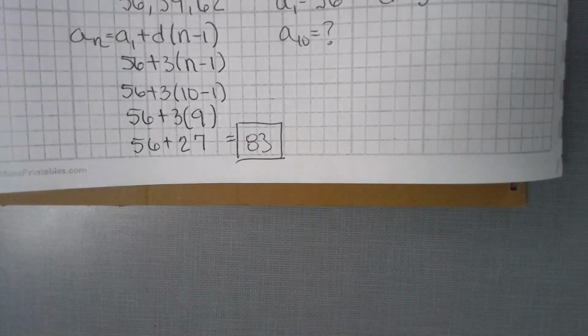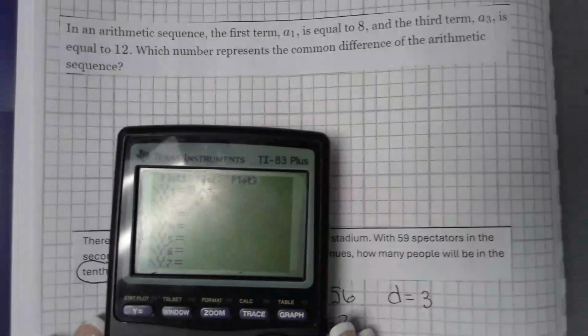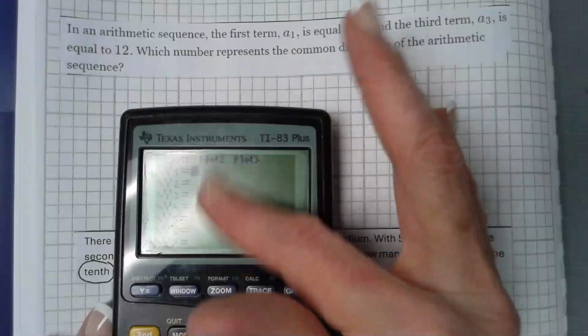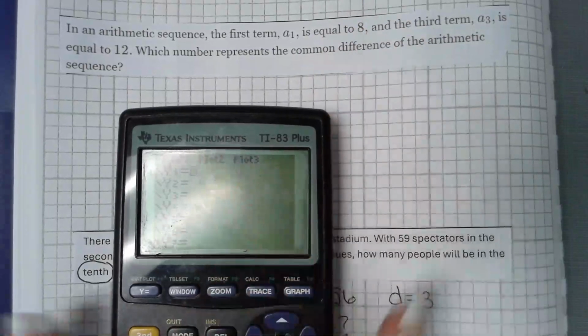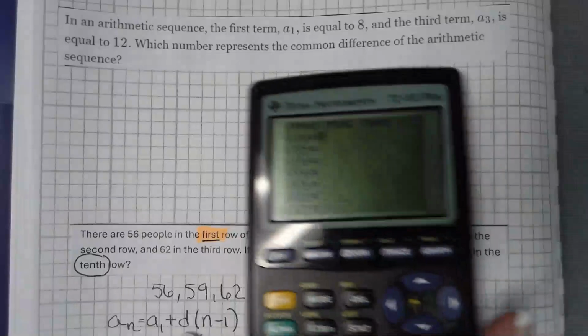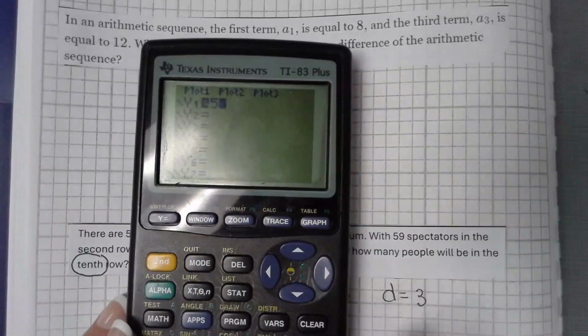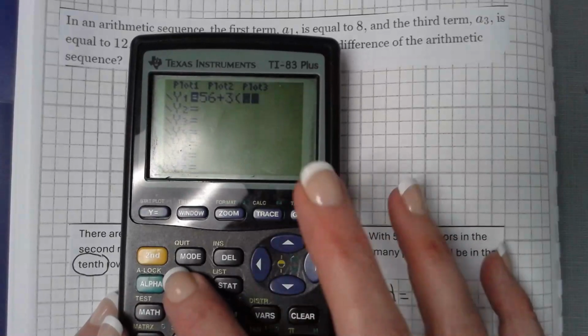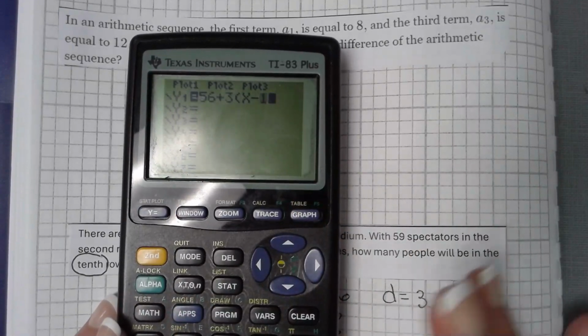Just another reminder, if you go in your calculator under y equals, and you need to clear anything out that's in there, and enter your equation, it would be 56 plus 3 parentheses, we do not have an n, we're going to use an x minus 1.